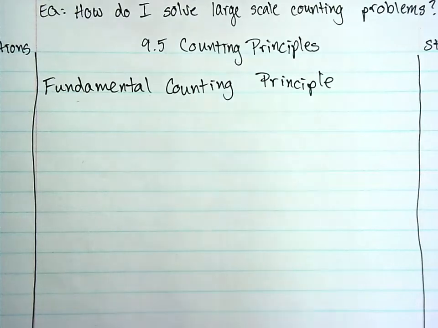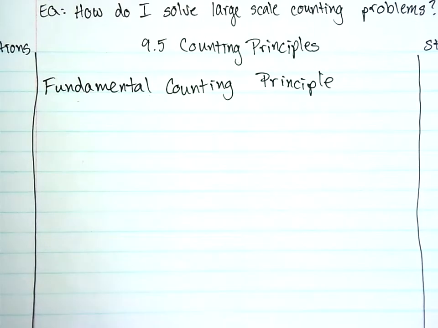Hi everyone, welcome back. We're going to be working on 9.5 counting principles today. The essential question is, how do I solve large-scale counting problems? So our focus today is going to be on several types of problems where there's going to be a lot of counting involved, but we don't want to really count anything that goes beyond 20 possibilities. And we're going to learn some formulas to help us figure out those types of problems.